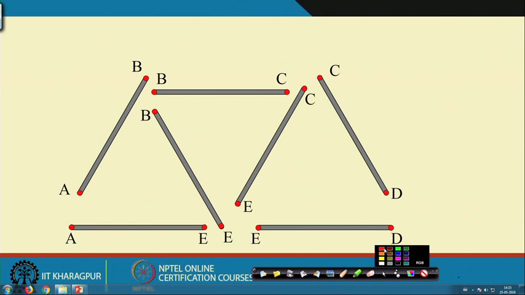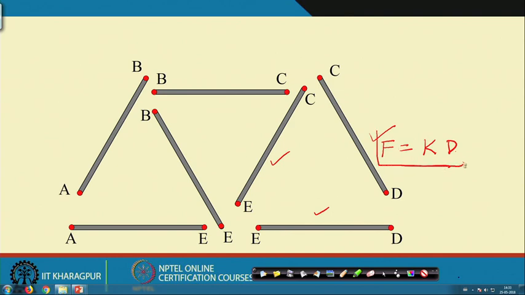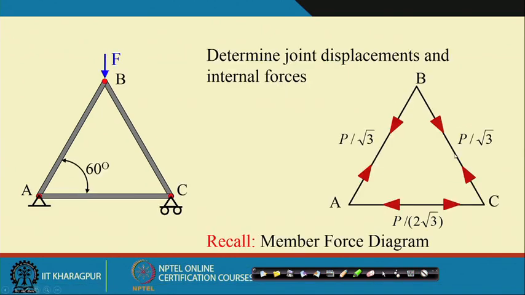Now, for each member we need to write the force displacement relation, that is, the force is equal to stiffness into displacement, right. This relation we do for every member and then assemble it, and today what we see is how to write this expression for a given member. Okay.